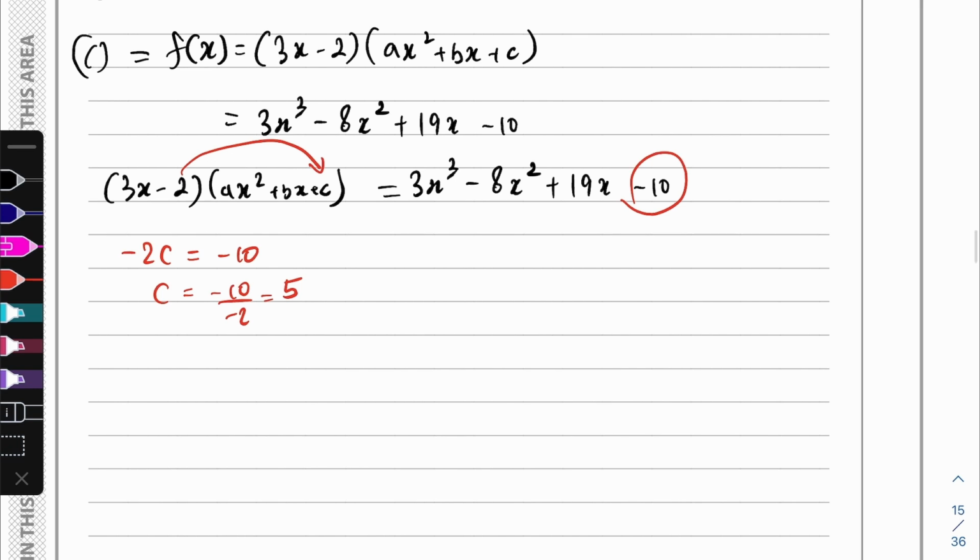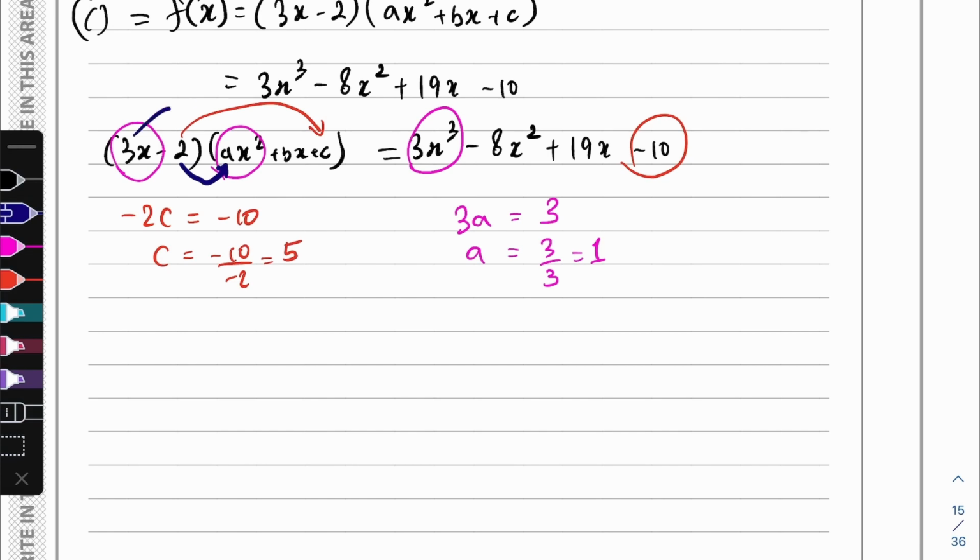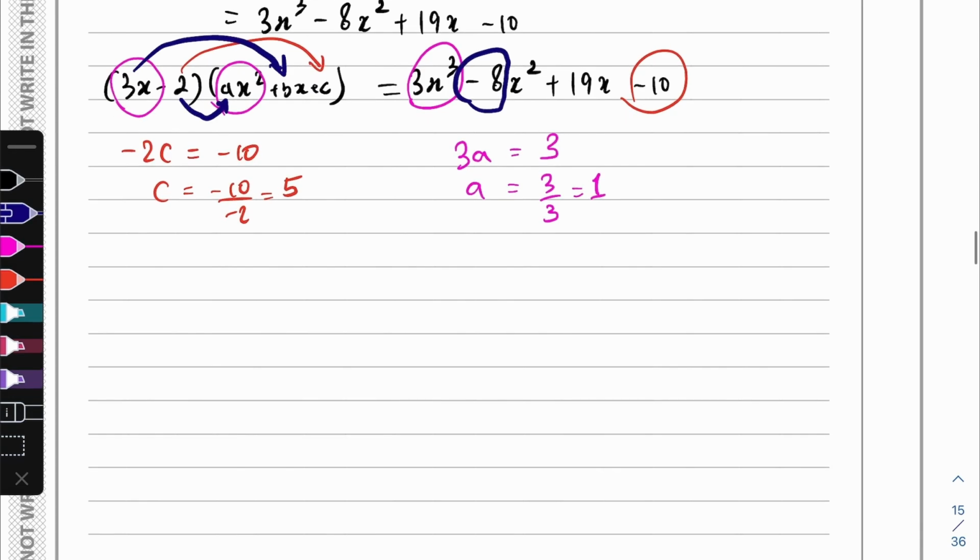Right, now let's do it another color. We know that 3x cubed will be just 3x times ax squared. So 3a equals 3. So a equals 3 over 3, which is 1. Now the tricky one. We need to find, let's say we go with the coefficient of x squared. Now how do we get the coefficient of x squared? That's minus 2a plus 3x times b. This equals negative 8. So I'll write that down. That's 3b minus 2a equals negative 8.